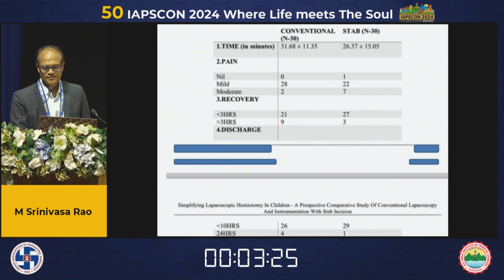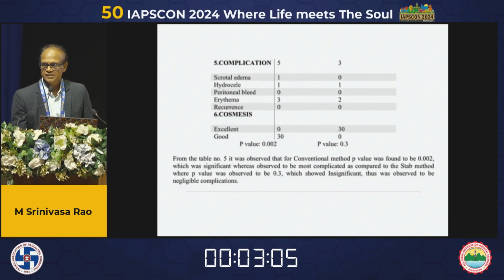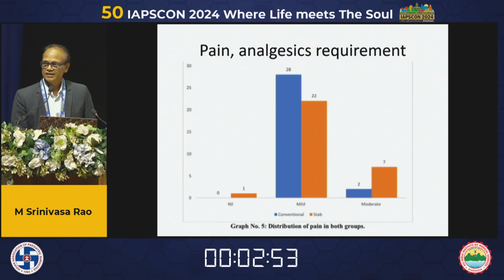So these are the results. In the stab incision group, we particularly noted that the time taken for completion of the procedure is much less compared to the conventional method. Otherwise, the pain, the recovery from surgery, and the discharge from the day of admission are more or less comparable in both groups. The complications noted in both groups are very minimal, such as scrotal edema and peritoneal bleed. The cosmesis is also comparable between both groups. The analgesic requirement is marginally different between the conventional cannula group and the stab incision group, which is not much to speak of.